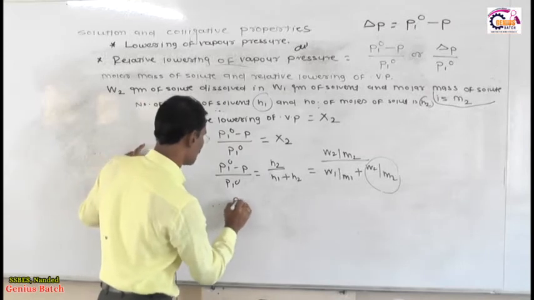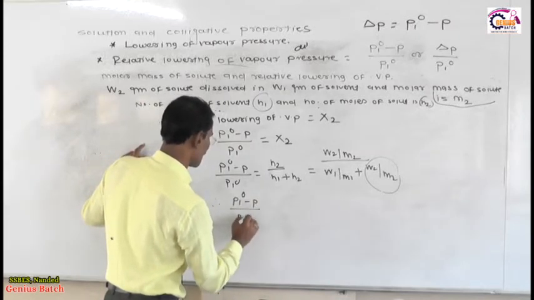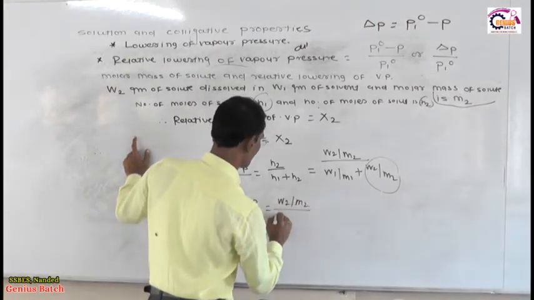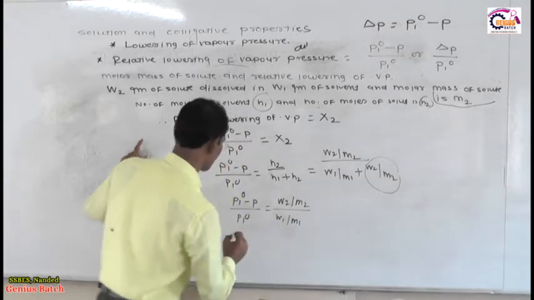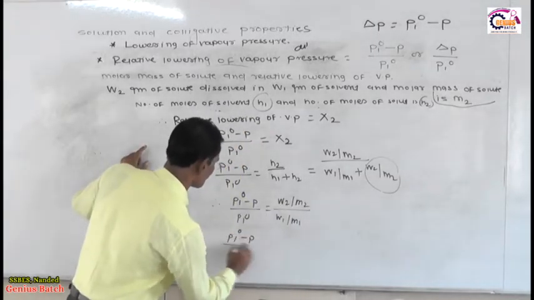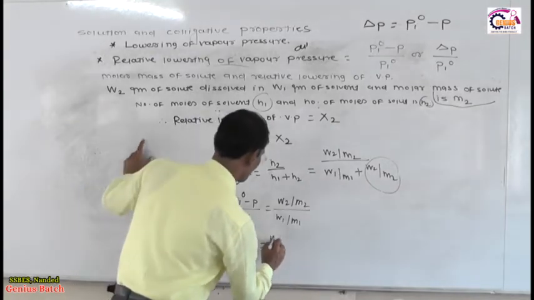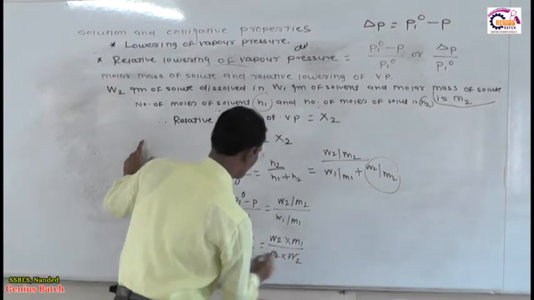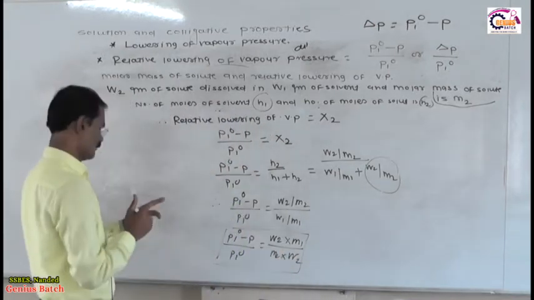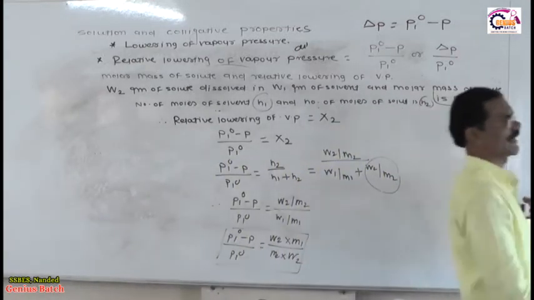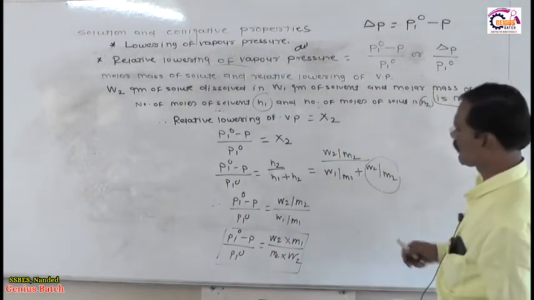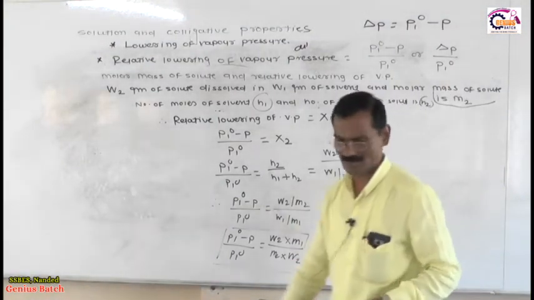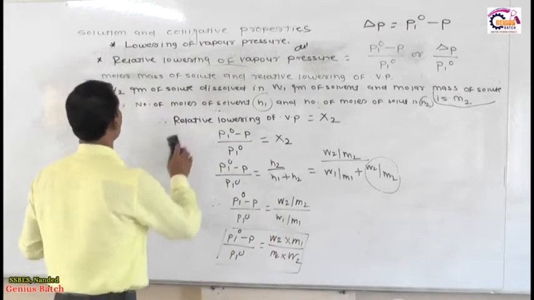The same equation becomes P10 minus P divided by P10 is equal to W2 by M2 divided by W1 by M1. You rearrange this equation: P10 minus P divided by P10 is equal to W2 into M1 divided by M2 into W1. This is the way. By using this relation we successfully calculate the relative lowering of vapor pressure and the molar mass of that solute. So M2 is equal to, you put the same equation. Now we are moving toward some problems related to this topic.